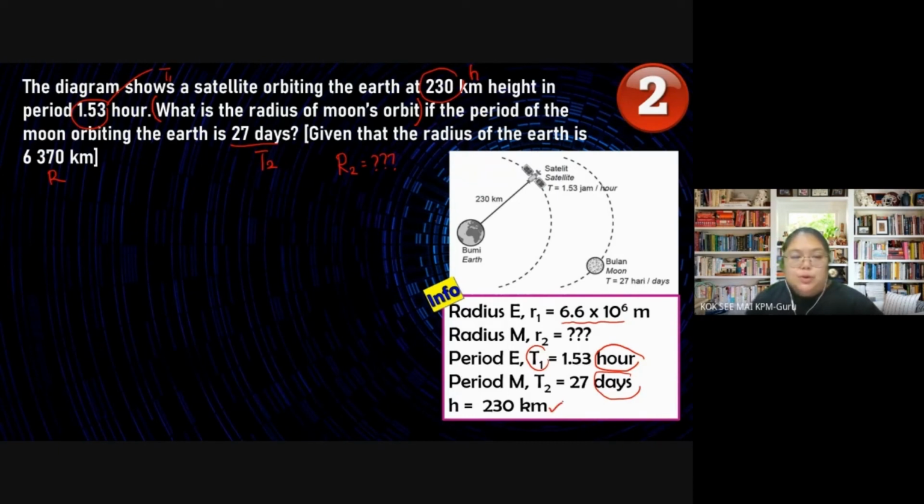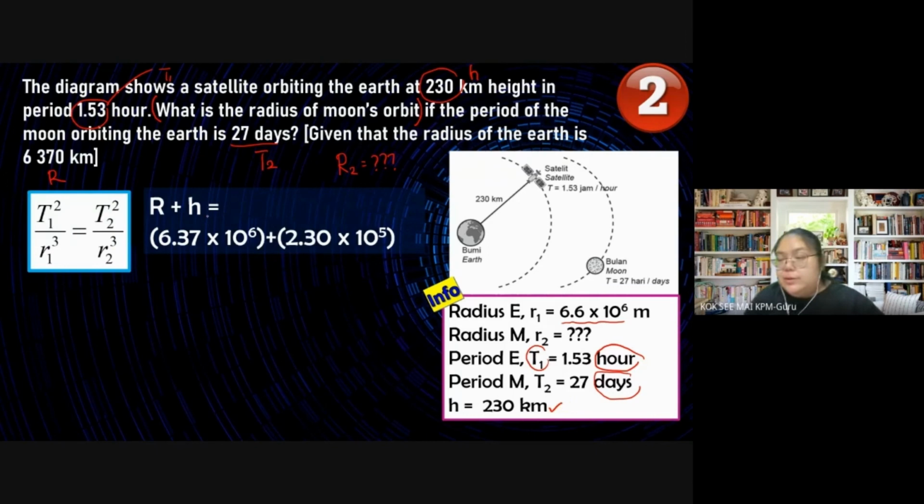Okay, now I show you. The first step you need to do is R plus H first. 6.37 times 10 power 6 plus 2.3 times 10 power 5. Okay, because this one is in kilometers. So after I add, I get this answer.